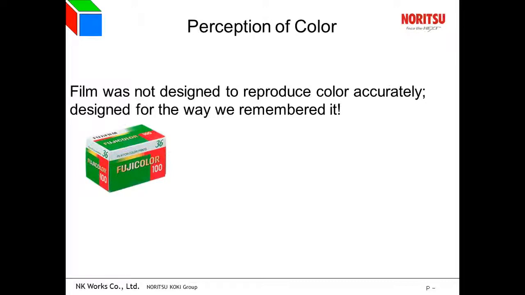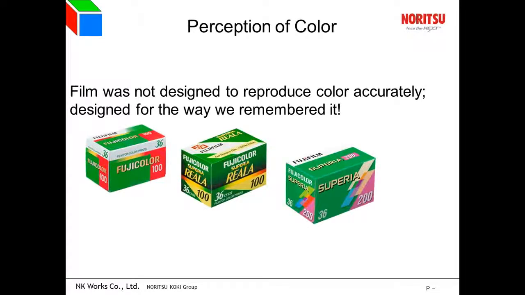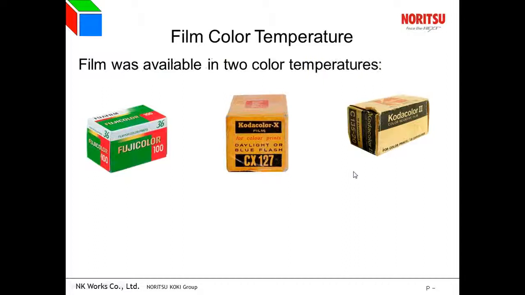But eventually Fuji came out with a film that was called Reala. And Reala film was designed to reproduce colors much more accurately. And that film was very well received, to the point that they eventually incorporated that technology within their standard film. And film became a lot more accurate. And this film was very good, but it was right at the beginning of the digital revolution, and digital cameras started to come out. But again, remember, when we had film, we had two color temperatures.